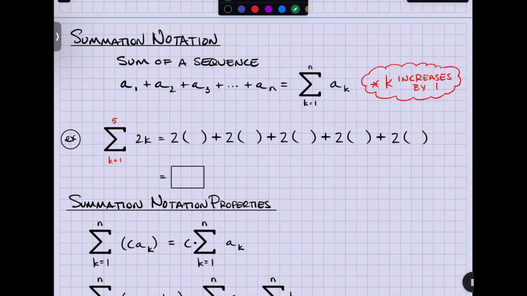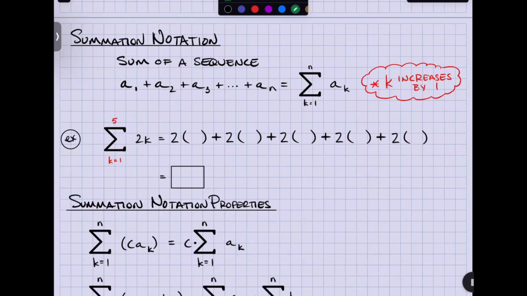So k always increases by increments of 1. So this would be 1, then 2, then 3, then 4, then 5. That's the reason why the first term would be a sub 1, plus, because of summation, a sub 2 plus a sub 3 plus a sub 4 plus a sub 5 all the way to a sub n. Okay? Does that make sense?